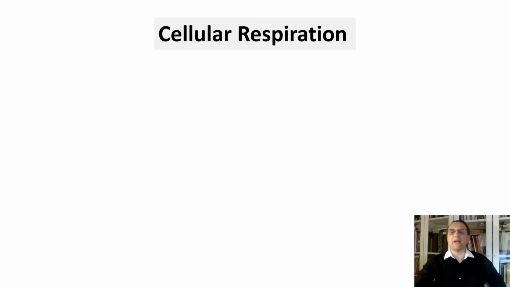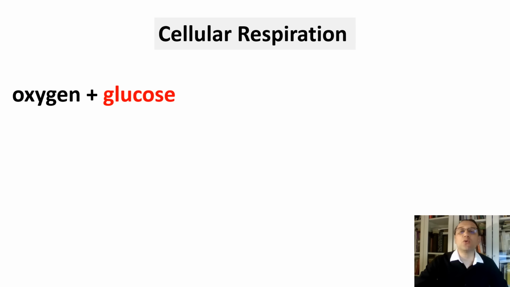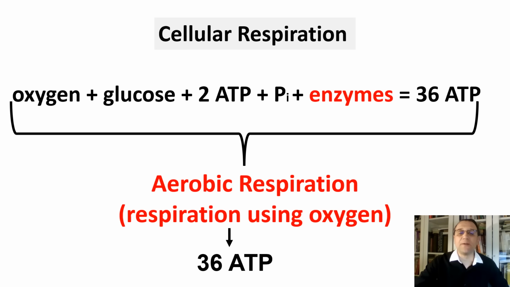The process of making ATP molecules is known as cellular respiration. In the presence of oxygen, a eukaryotic cell makes 36 molecules of ATP. For this process to happen, the eukaryotic cell requires oxygen molecules, sugar, usually glucose, investment of 2 ATP molecules, inorganic phosphate, and specific enzymes. The process is known as aerobic respiration, respiration using oxygen.